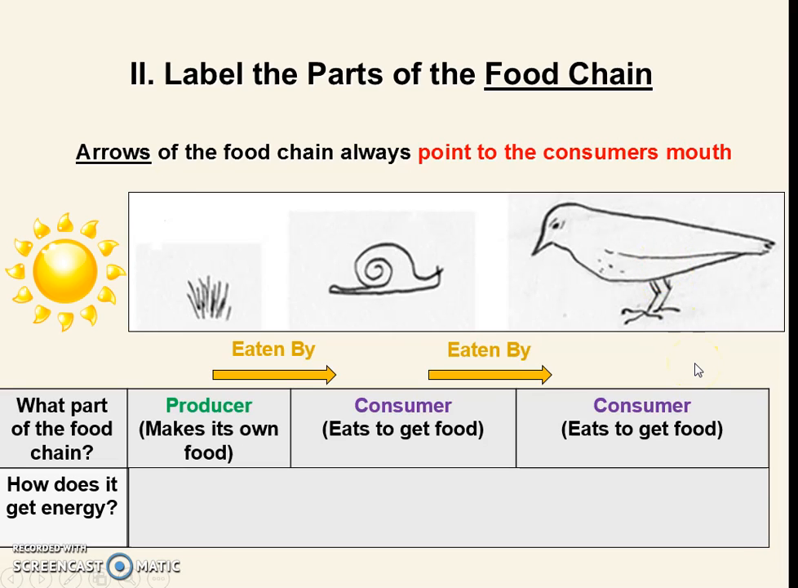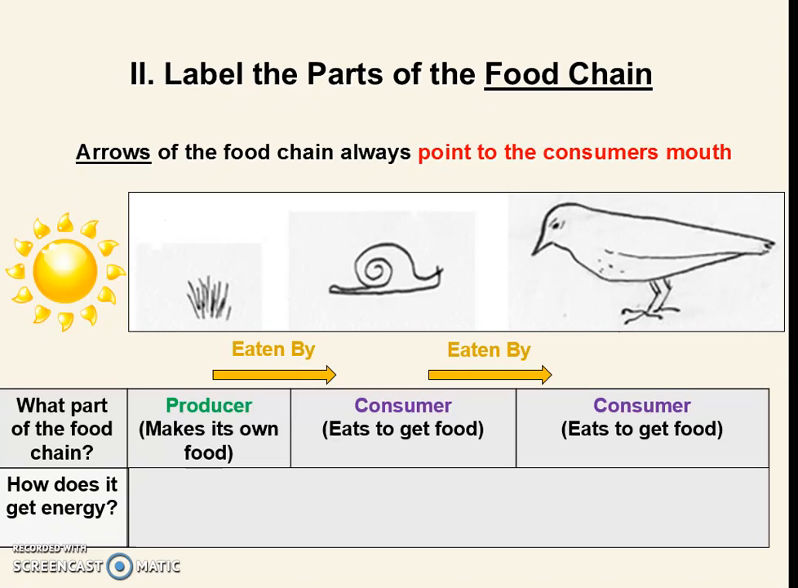Now, all this is because of the sun, right? A bird can't use the sun's energy to make its own food, but a plant can, which is why it's the producer. So even though we don't always show it, the sun is involved in a food chain or web. Now, how do these things get their energy?